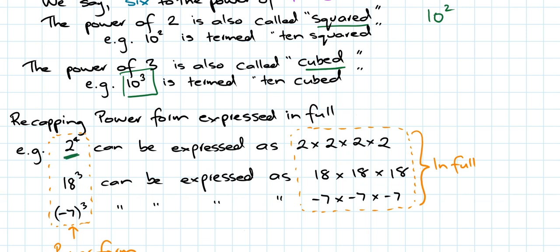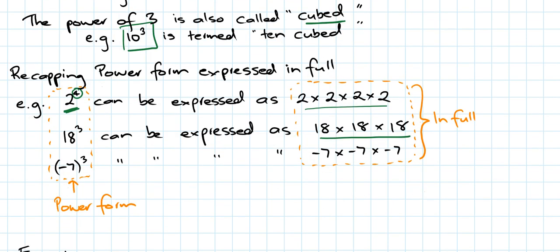So just recapping what power form is when you express it in full. 2 to the power of 4 is 2 times 2 times 2 times 2. So the base is multiplied by itself that many times. Whatever the power is, that's how many times it's multiplied by itself. So 18 to the power of 3 or 18 cubed means that. -7 to the power of 3 is written in full like that.